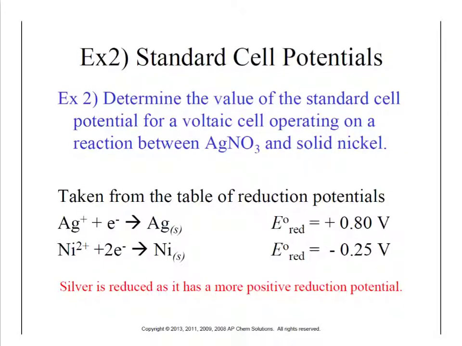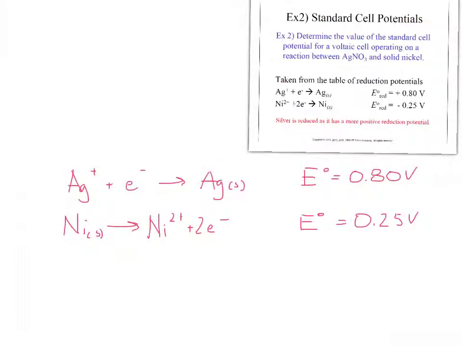Okay, and one more practice problem then. So in this case, we're looking at silver and nickel, and we can see that silver is still the most positive number, so it's going to stay the same. Nickel, on the other hand, negative. It's got to be oxidized, so we're going to have to flip that one. So we flip nickel, we flip the sign, it becomes a positive 0.25.